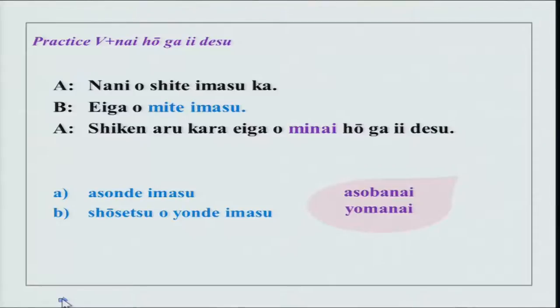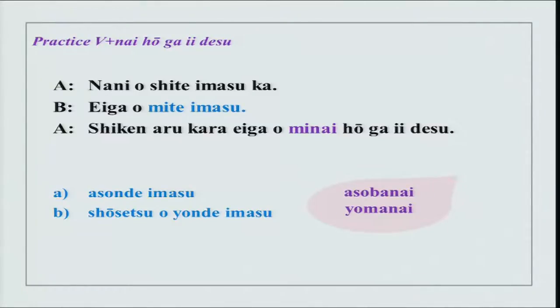Now, nai hoga ii desu. Nani o shite imasu ka? Eiga o mite imasu. I am watching a film. Shiken aru kara eiga o minai hoga ii desu. It's better that you do not watch a film as you have an exam. Nani o shite imasu ka? Asonde imasu. So again, shiken aru kara asobanai hoga ii desu. So you can see very clearly how it is going to be used. You can practice like this with your partner and feel comfortable.